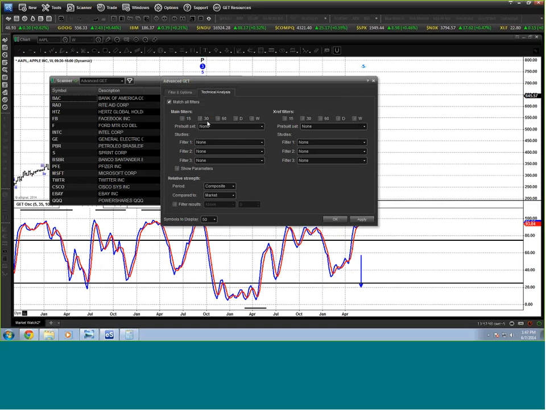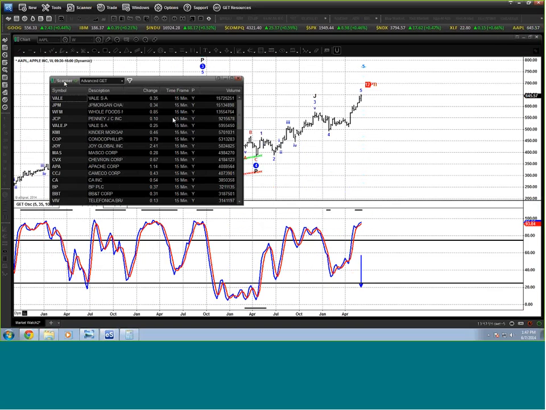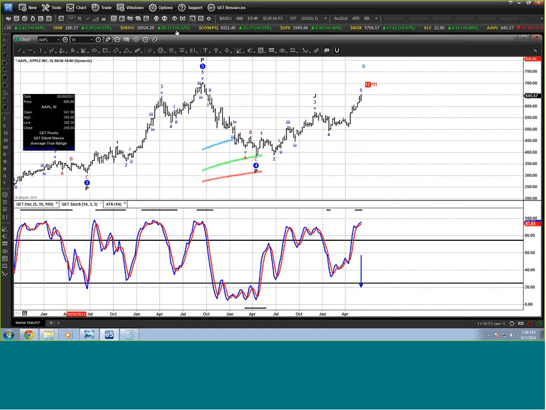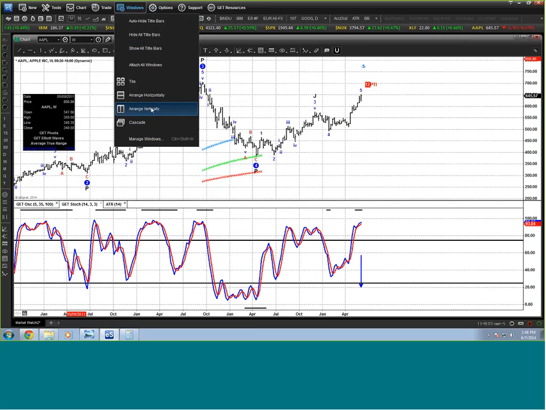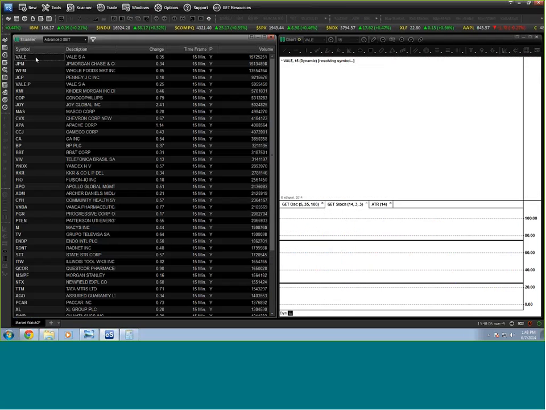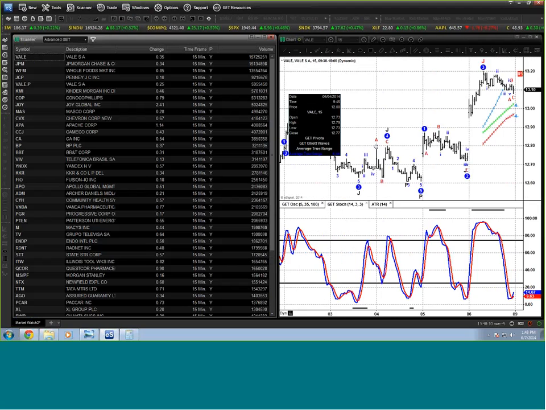And I can come in here and say, all right, let me tile my screen so you can see it. All right, here's one on Vail. These are 15-minute charts, mind you. All right, here you go. I'm going to take the Elliott off. Same situation. Look at that move on Vail back when the stochastic was below 25 back on the 5th.